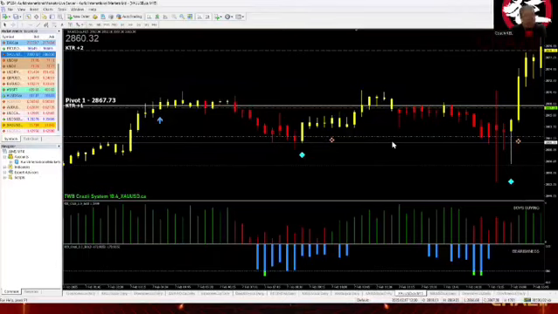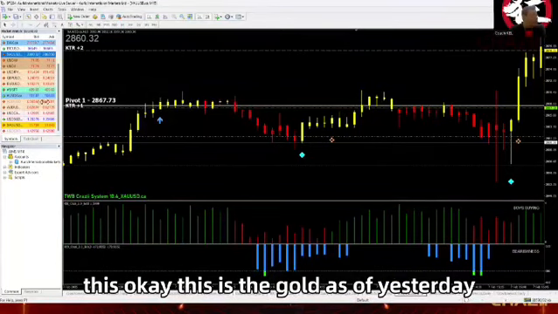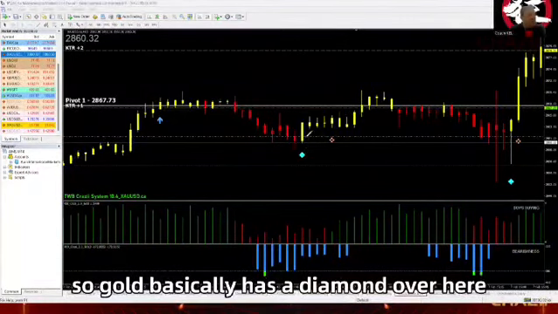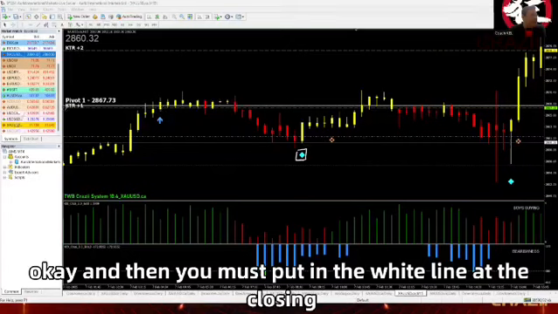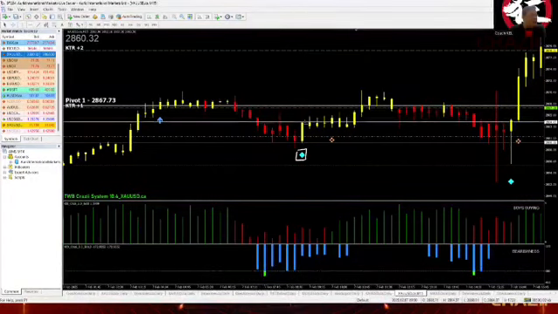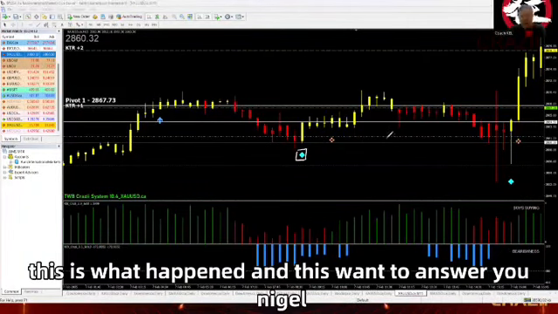Okay, so let us try this. This is the gold as of yesterday. So gold basically has a diamond over here. Okay, and then you must put in the white line at the closing price. Okay, so what happened? This is what happened. And this one is to answer you, Nigel.